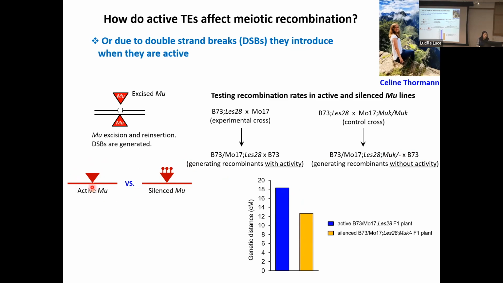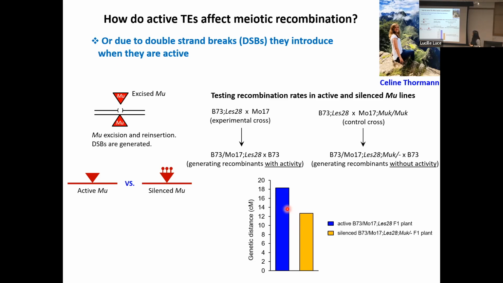Now we only have one locus of data. We cloned the one locus, this Mu, so we know where it is. Then we designed a marker and examined the recombination around this active Mu and this silenced Mu. We find that around the active Mu, the distance can go up to 18 centimorgans, while the silenced Mu is only 12 centimorgans. So at least this locus is as we expected: when you have an active transposon there, you have a higher recombination rate.